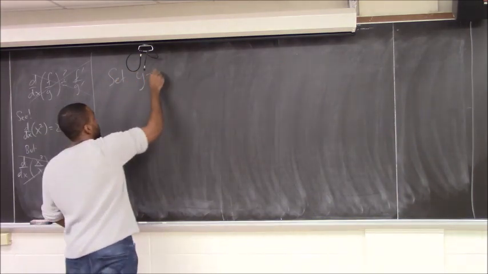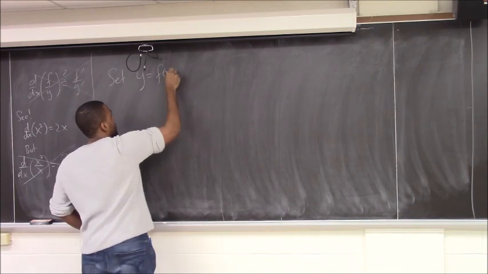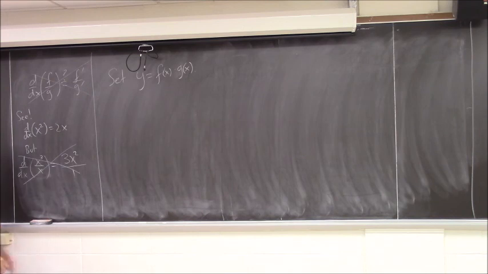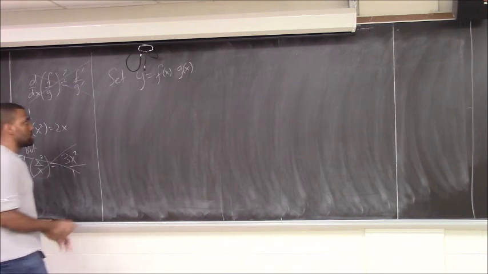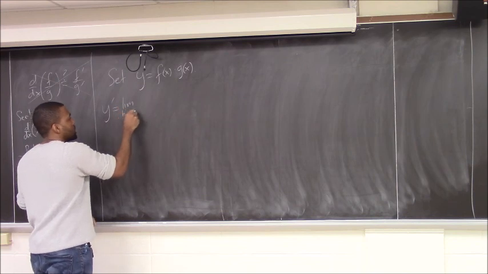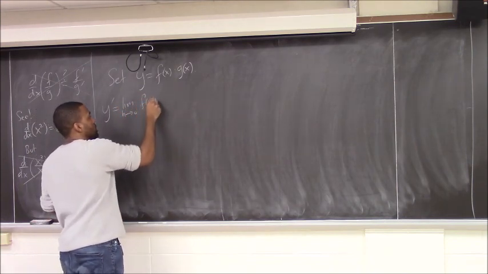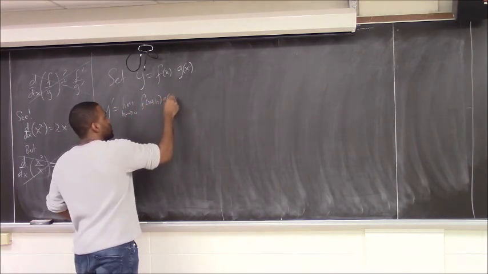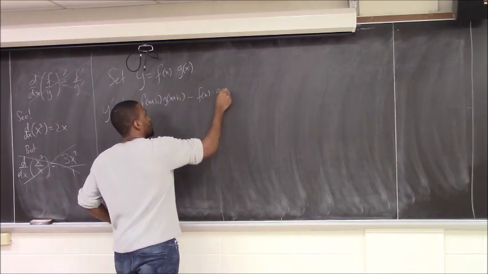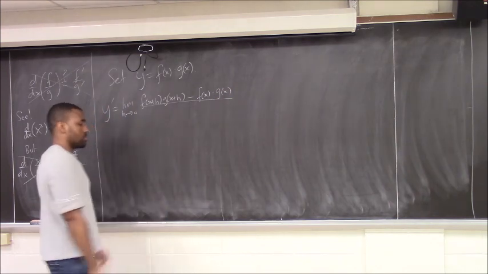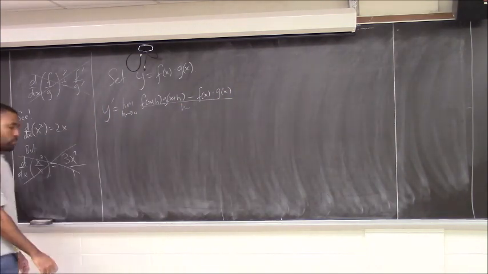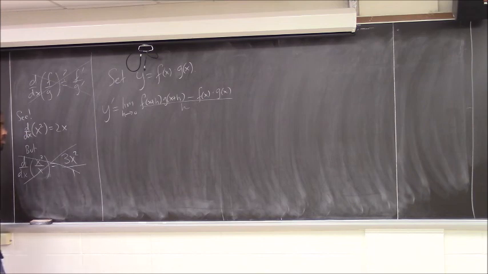Set y equals f of x times g of x. And sometimes when we don't know how to deal with something, we just go back to the definition. y prime would be the limit as h approaches 0 of f of x plus h, g of x plus h, minus f of x, g of x, all over h. So that would be our derivative.